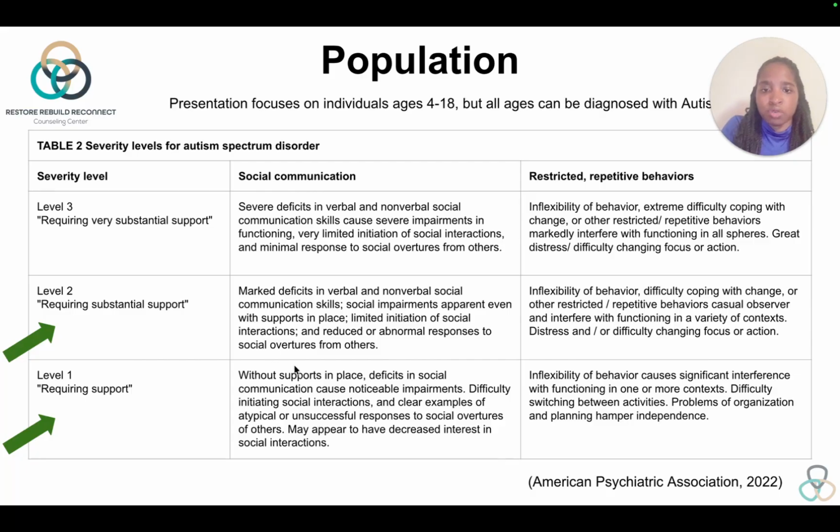Levels 1 and 2 are sometimes referred to as higher functioning autism, and level 3 is sometimes referred to as low functioning autism. But just because I'm only focusing on levels 1 and 2, that doesn't mean that people with level 3 autism can't receive mental health treatment. They definitely can. They would just likely need a different type of treatment. But again, just to reiterate, this presentation is specifically focusing on ages 4 through 8 with levels 1 and 2 autism.